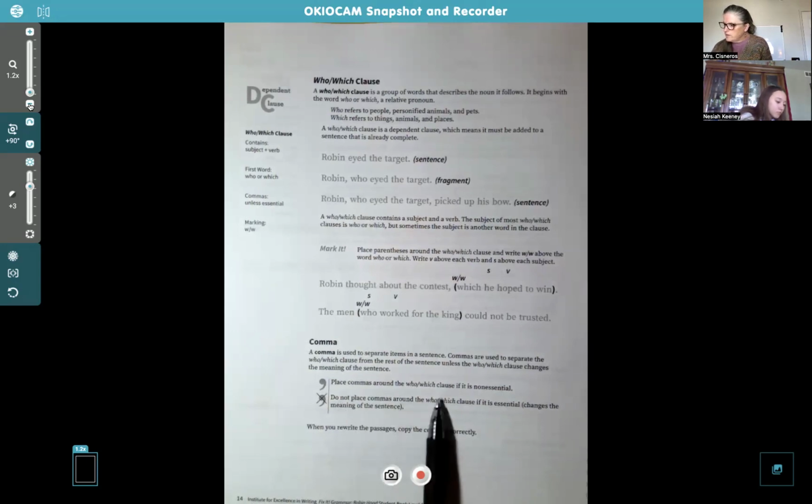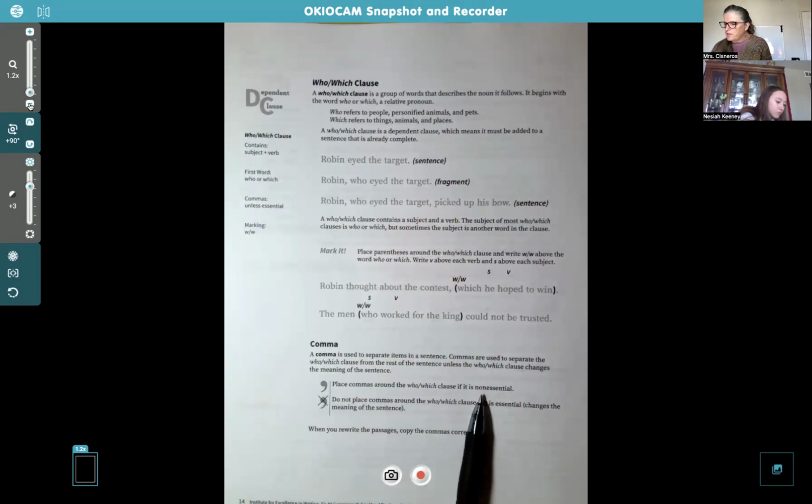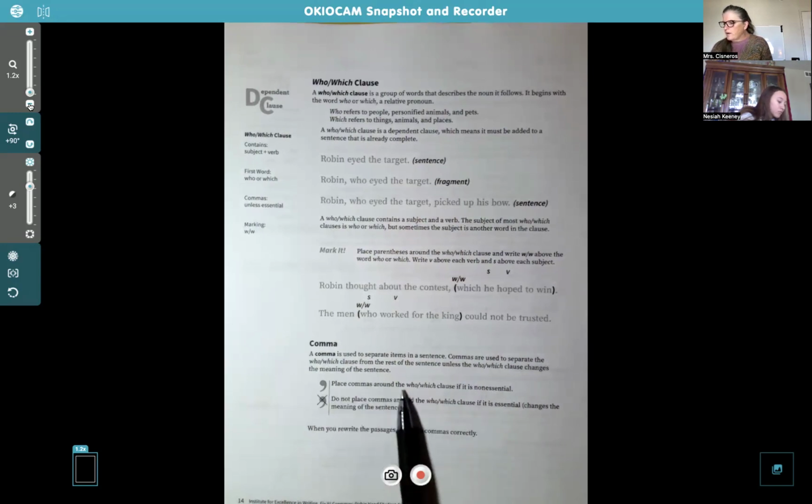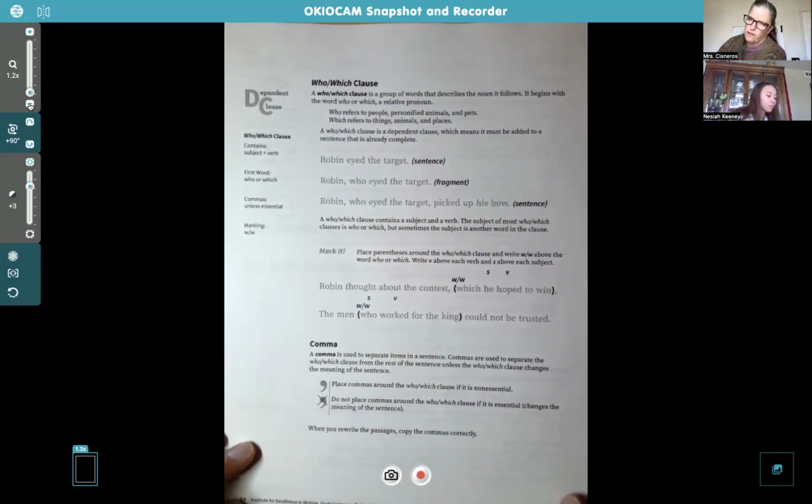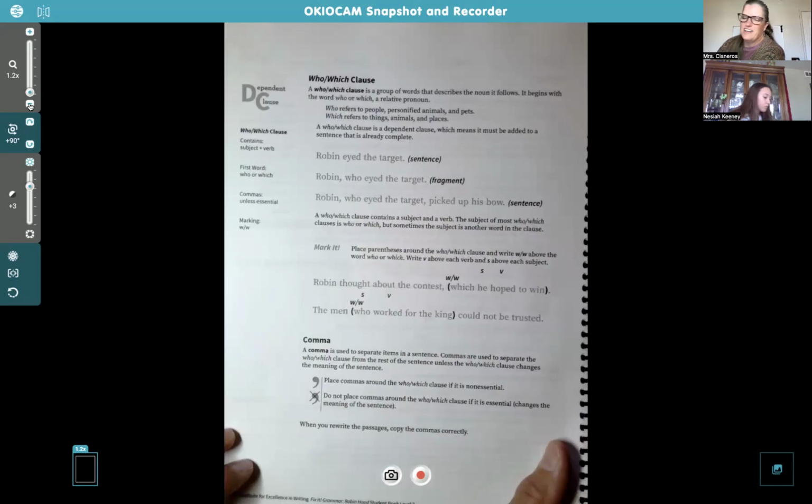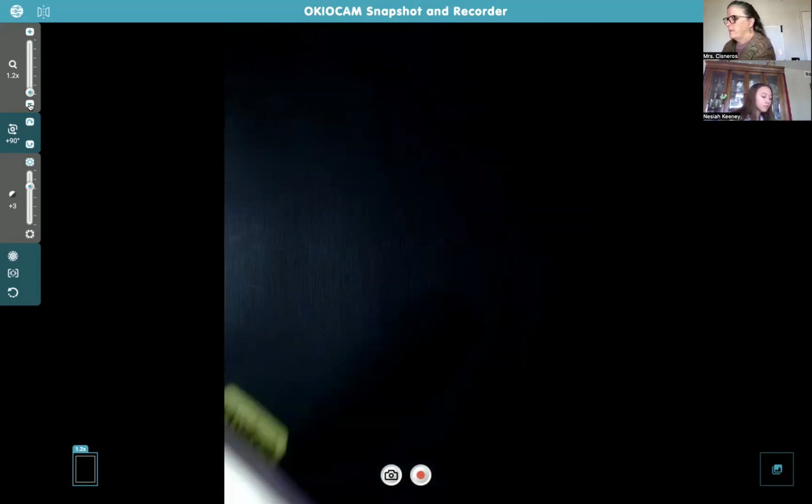And it says non-essential. That just means place commas around a who which clause if it is non-essential. Doesn't change the sentence. Do not place commas around the who which clause if it is essential. It changes the meaning of the sentence. Okay. When you rewrite the passage, copy the commas correctly. Any questions about that page? Nope. Good. Okay. Go ahead.